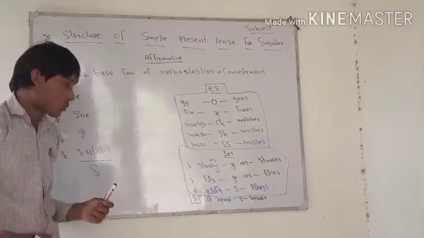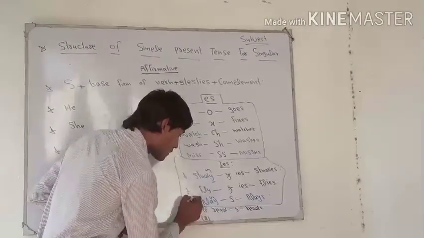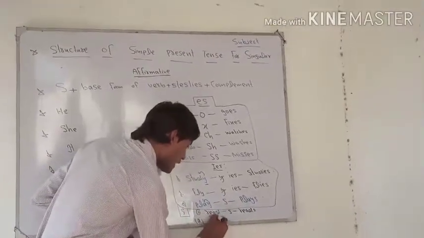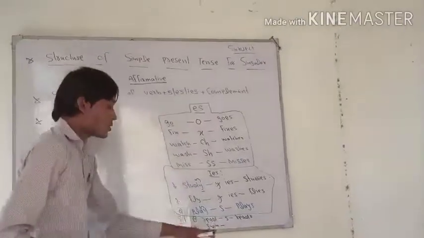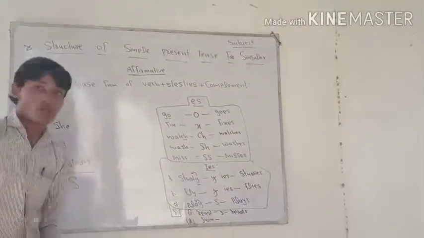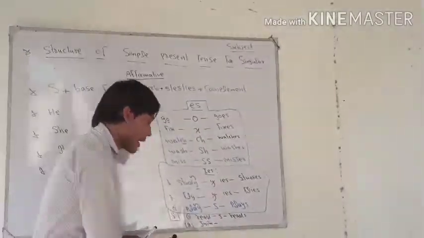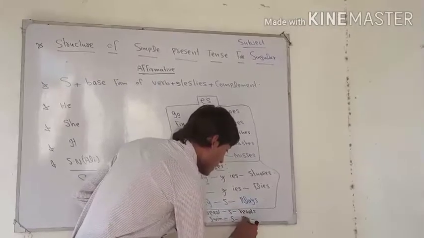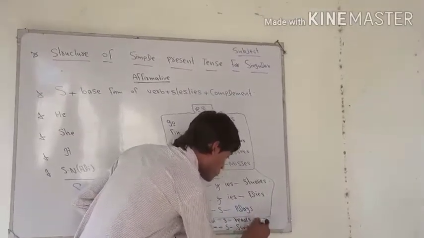If we talk about another word, for example swim, S-W-I-M. There is no O, X, CH, SH, double S, or IES. So how can we convert it? Just add S, and it will convert to swims, S-W-I-M-S, swims. So these are the rules.